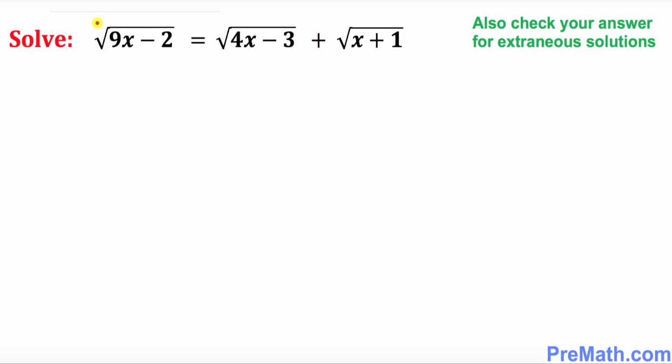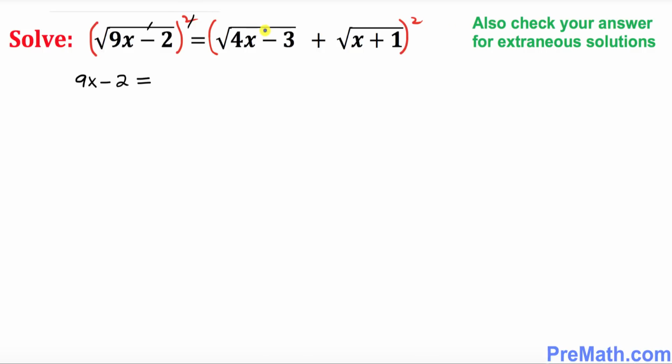We want to take the square root on both sides because we are dealing with square roots. We're going to square on both sides. That's the very first thing. So what happened, this square and this square root undo each other. So we got 9x minus 2.